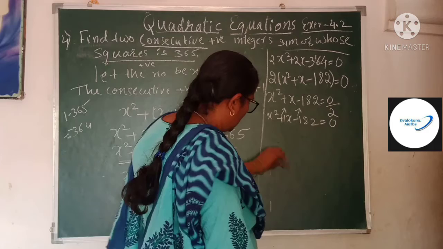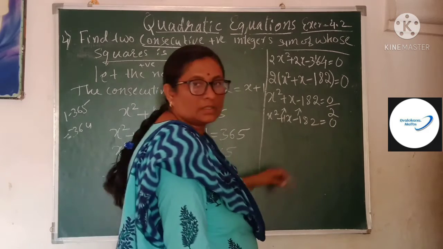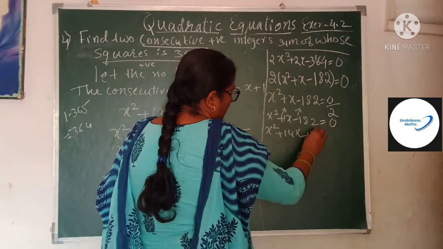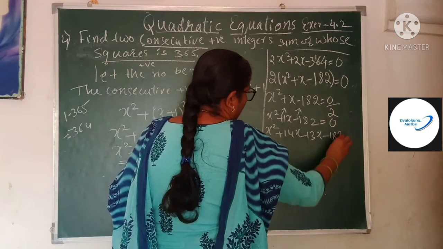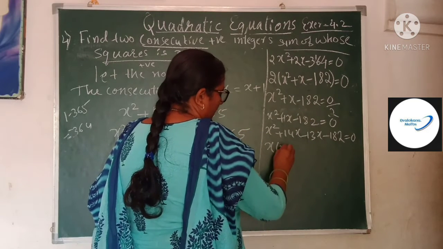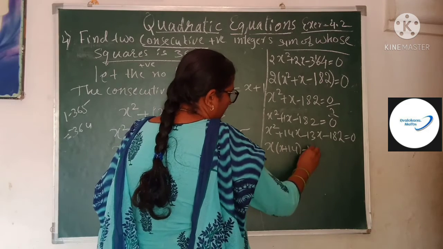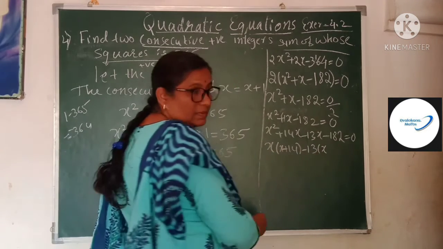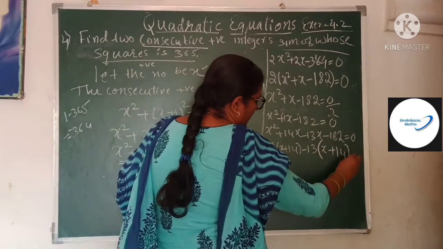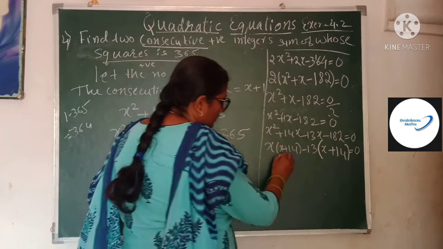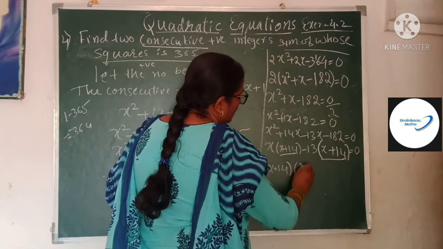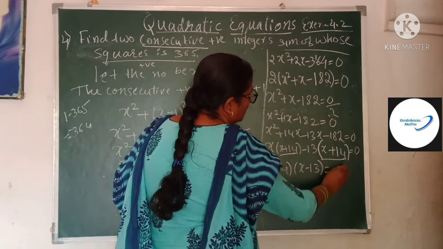I am going slowly. Hope you people are understanding. They are saying x² + 14x − 13x − 182 = 0. Okay. x common, x + 14; −13 common, x, as I told in the previous problem, minus sign is there, so because of that minus becomes plus 14. Equals 0. x + 14, x − 13 = 0.